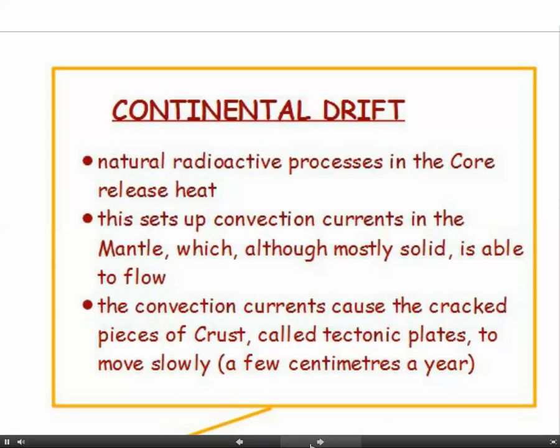So what is continental drift? Now, there are natural radioactive processes in the Earth's core which release heat. Now this sets up convection currents in the mantle, which, although it's mostly solid, is able to flow. And these convection currents cause the cracked pieces of crust, called tectonic plates, to move slowly. And when we say slowly, we mean a few centimetres a year.